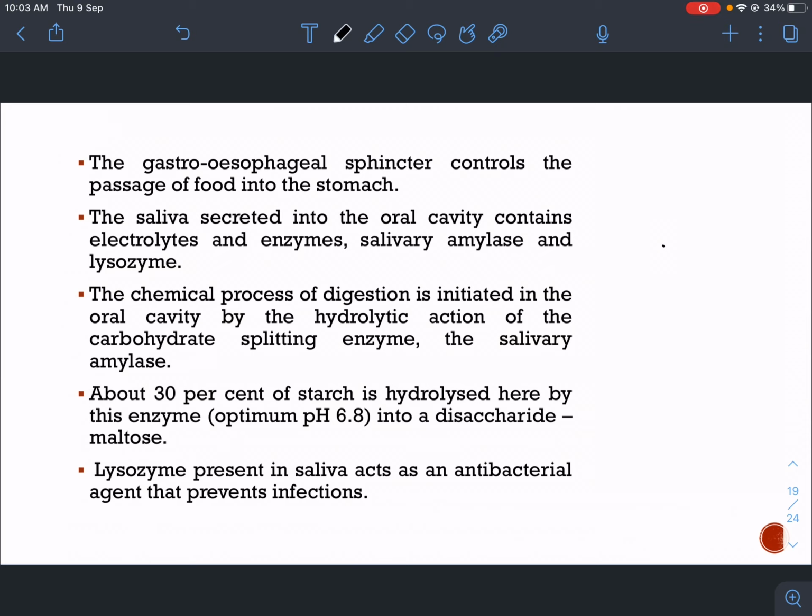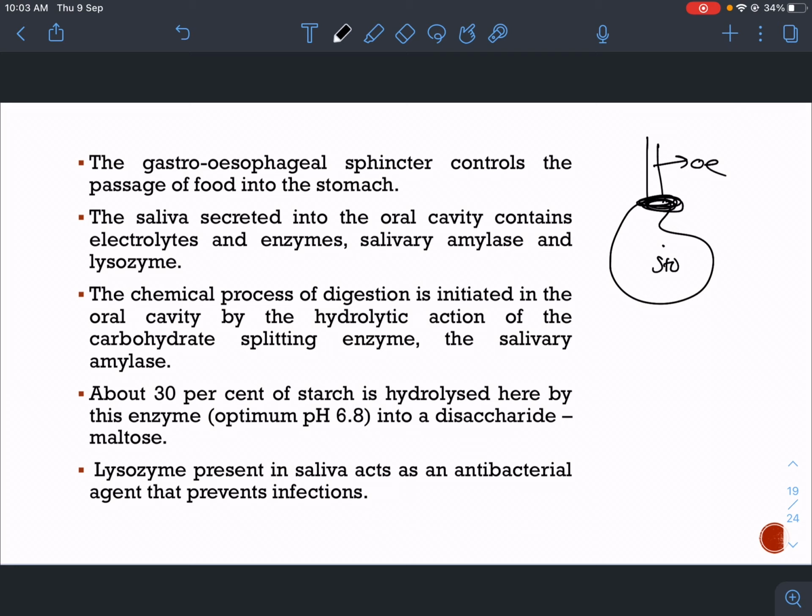The gastroesophageal sphincter controls the entry of food between the esophagus and stomach. It is present, for example, this is the stomach, this is the esophagus. Here the gastroesophageal sphincter will be present, and it controls the passage of food into the stomach.